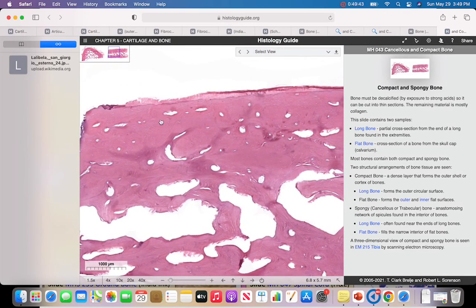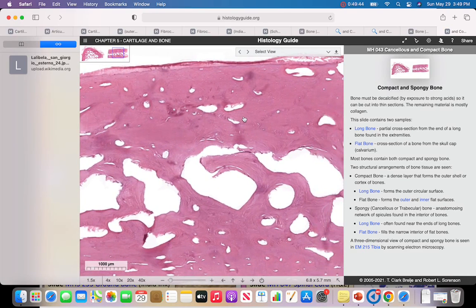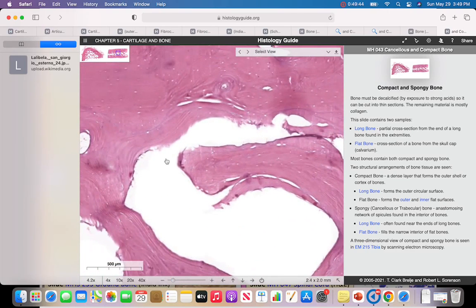So the outer part is compact, and the inner part is the sponge part. When we see bone in H&E staining, first it needs to be decalcified, so the inorganic component will be removed. The main organic component of bone is type 1 collagen fiber. So in H&E staining, bone appears eosinophilic.